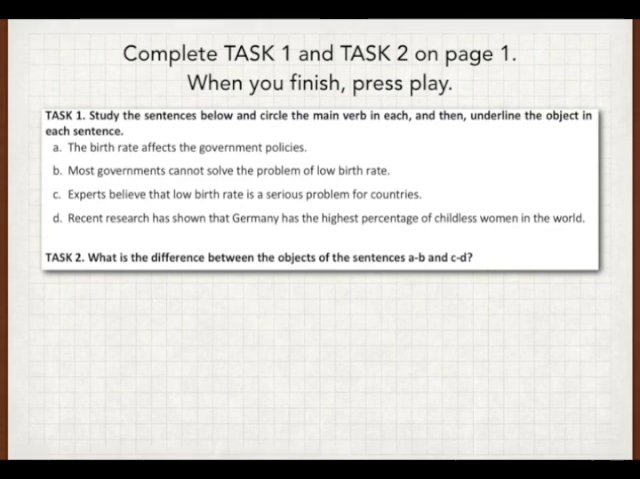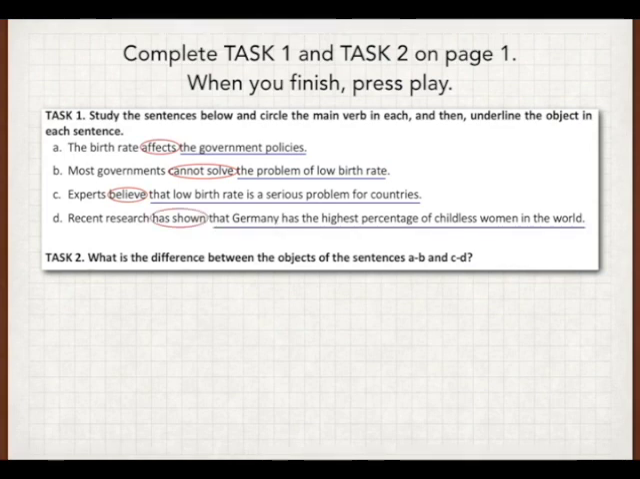The birth rate is the subject, affects is the verb, the government policies is the object. That's very easy. Let's look at the next sentence. Most governments cannot solve, that's the verb, the problem of low birth rate. That is the object. Again, very simple. Now let's look at the next one. The verb is believe, and then we have that low birth rate is a serious problem for countries. That is the object. And in D, the verb is has shown, and the object is that Germany has the highest percentage of childless women in the world.